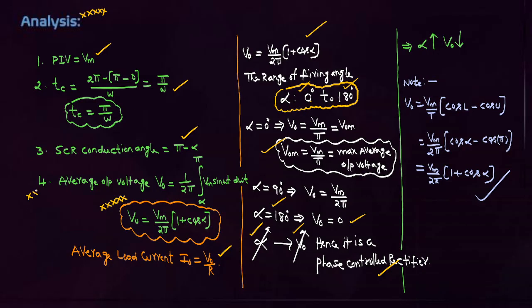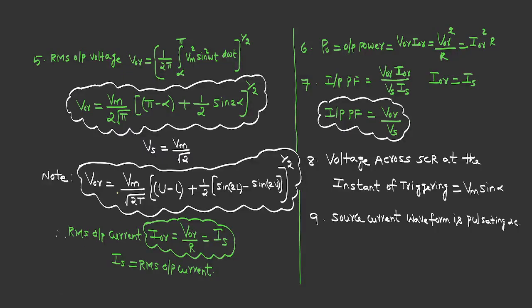Average output voltage formula is very important, and this is the average output current. We also concentrate on the RMS output voltage formula. In single phase half wave control rectifier or half wave rectifier, it is also called one pulse converter.